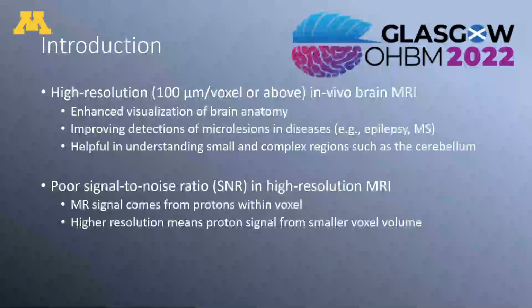However, any increase in spatial resolution comes at a cost to signal-to-noise ratio. That is because MR signal comes from protons within a voxel, and having a higher resolution image means signal will be coming from a smaller volume because of the physics.